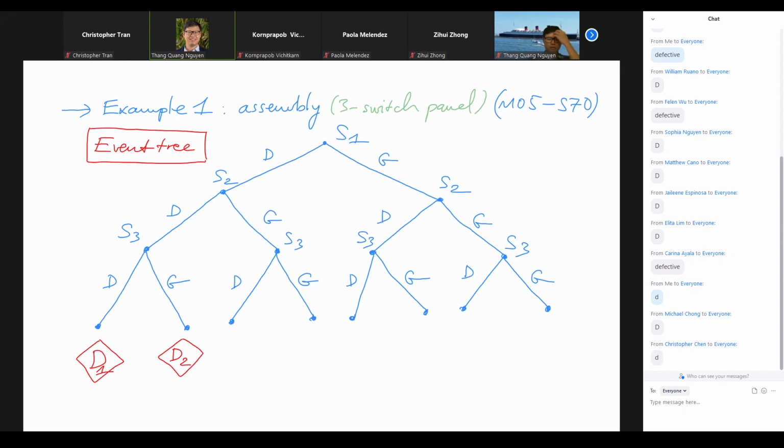Defective, the second possible defective outcome, the overall outcome that is defective. The third one is also easy: defective, good, and defective. Yeah, Sophia, yeah, fast. So in this case, if you look at the third branch, the third branch is right here.